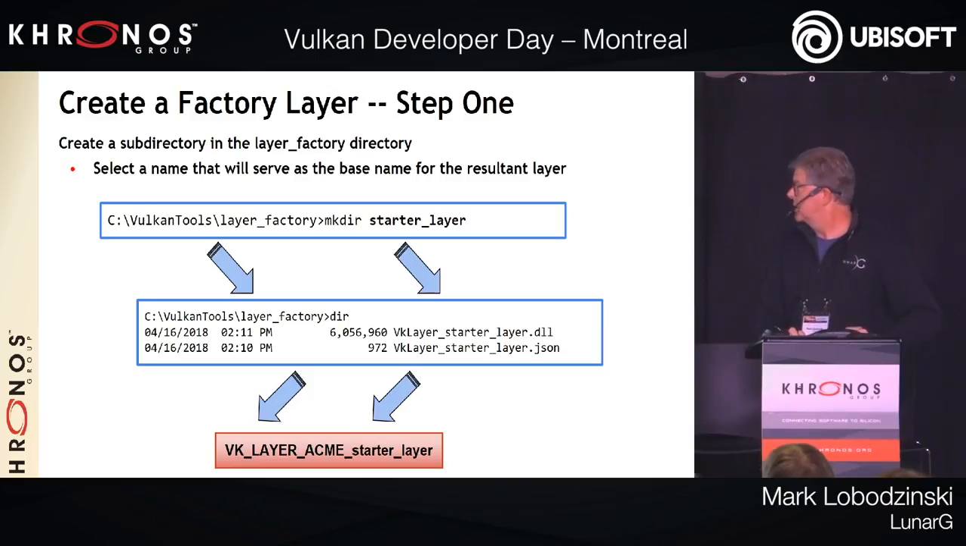The first step is that you create a subdirectory in the Layer Factory directory in the repo, and that's basically going to be the name of your layer. So if you wanted your layer to be Fred's layer, you would just create a directory called Fred's layer. This will get picked up by CMake later, and that means the factory will generate the supporting files for you, and then your layer name would be VK layer, whatever, Fred's layer.